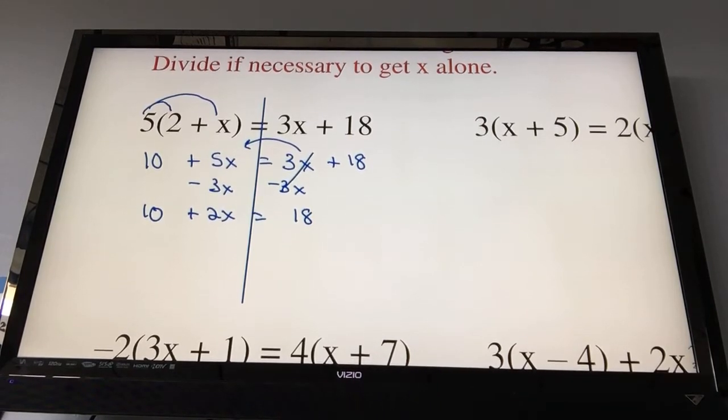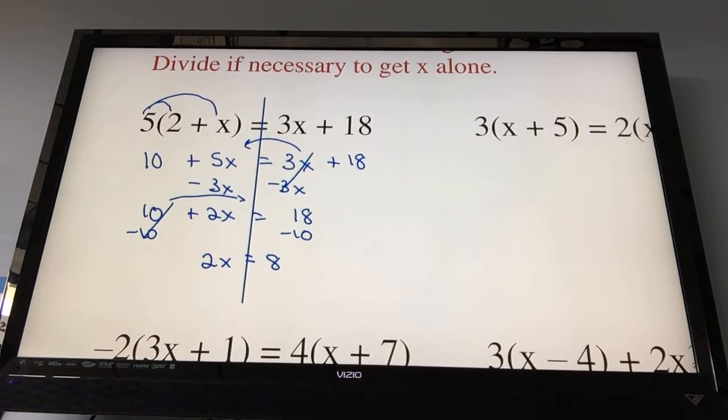What am I going to do to move the 10? Subtract it. It's a positive. If there's not a sign, it's understood to be a positive, so we're going to minus. So that cancels. 2x comes down, equals comes down, 18 minus 10 is 8.